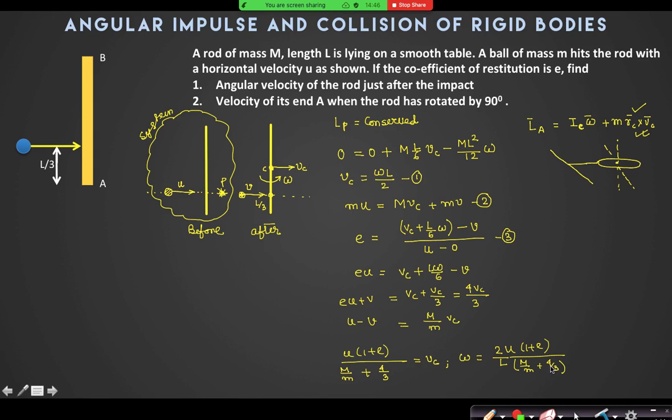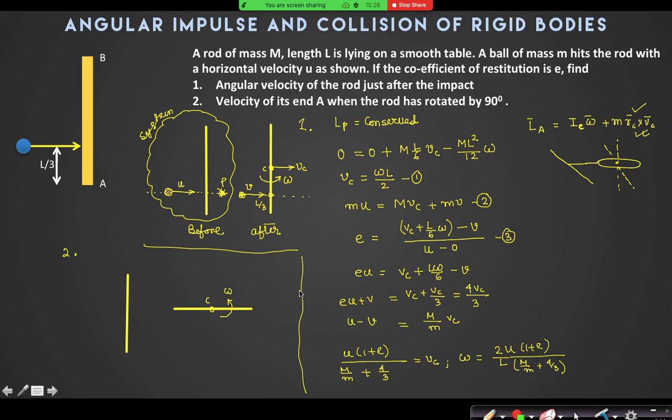And velocity of end A. Now the second question says, what is the velocity of end A when the rod has rotated by 90 degrees? Suppose the rod was initially like this, just after the collision the situation is this, and when it has rotated by 90 degrees the situation is this. With respect to center of mass, will this omega change as it is kept on a smooth table? Will that omega change or remain the same?